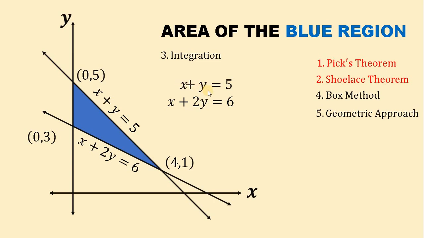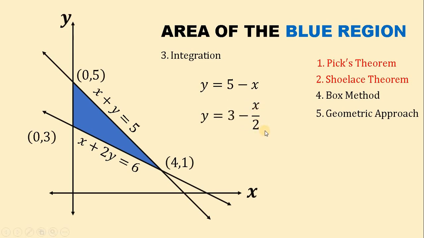This will give us y equals 5 minus x. Now we will do the same thing on the second equation. Solve for the value of y in terms of x. This will give us (6 minus x) over 2. We can simplify this further. This will give us 3 minus x over 2.